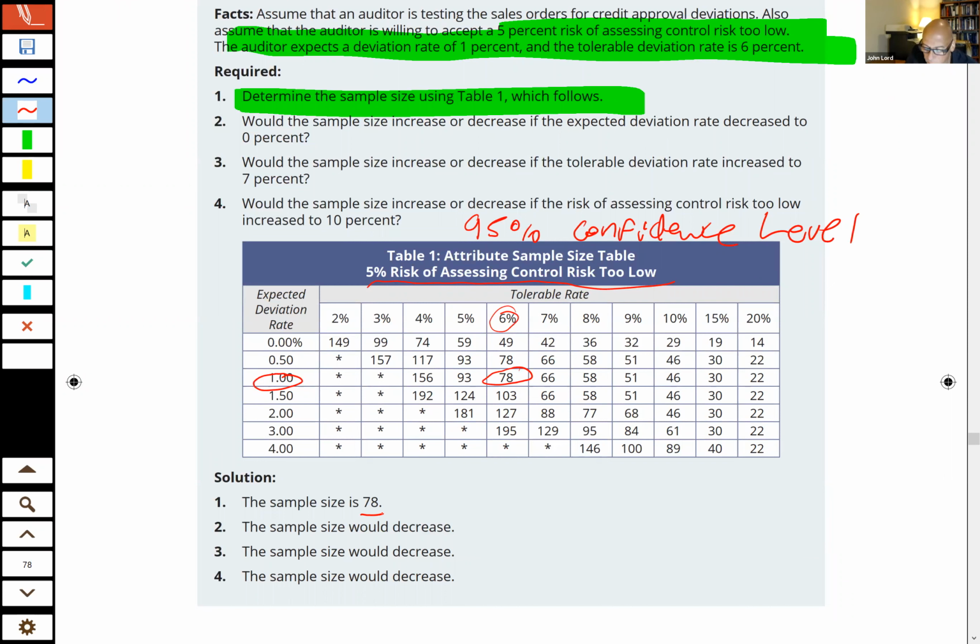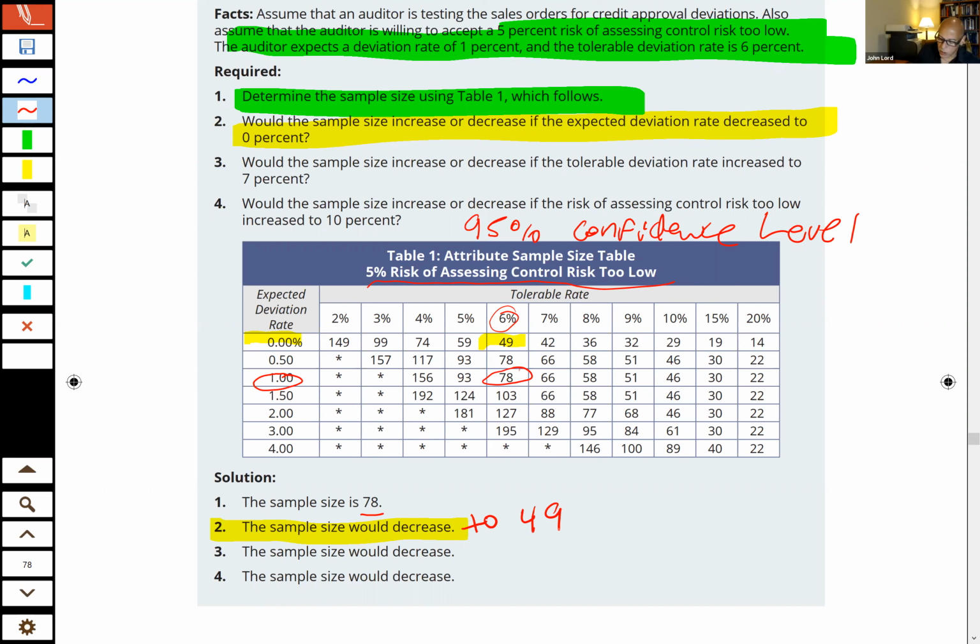Now they ask, would the sample size increase or decrease if the expected deviation rate went to 0%? They told us the sample would decrease, but let's see how that works. You go up here now to 0%, still a 6% tolerable deviation rate. Sure enough, it would decrease, and you can even write in, it would decrease to what? To 49? Because we have some previous experience with this client in which we think they do a pretty good job of having operating effectiveness on this control.